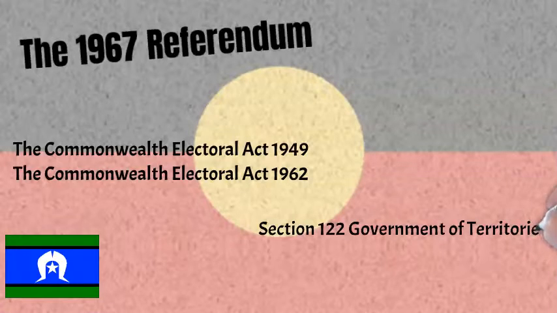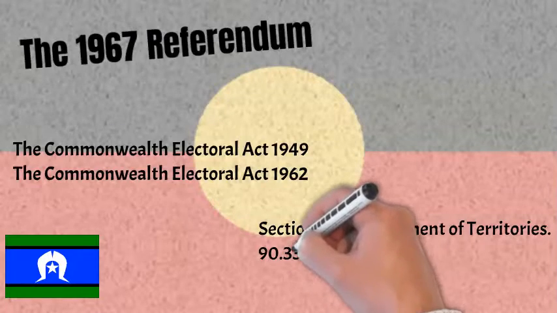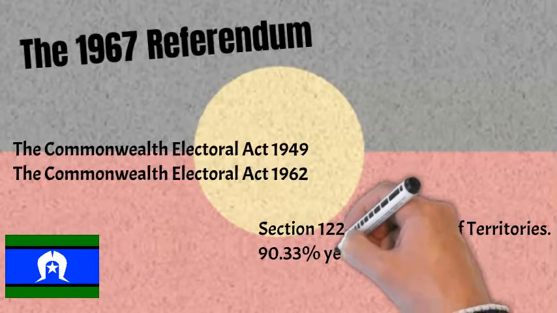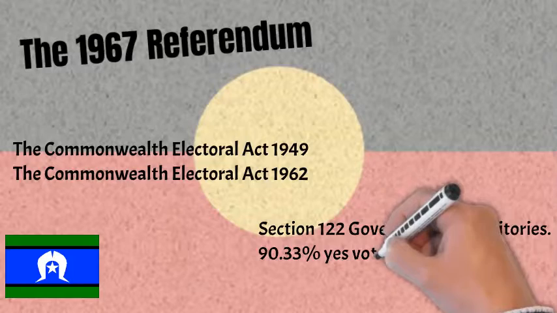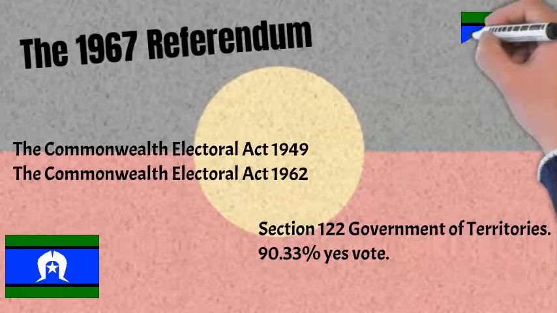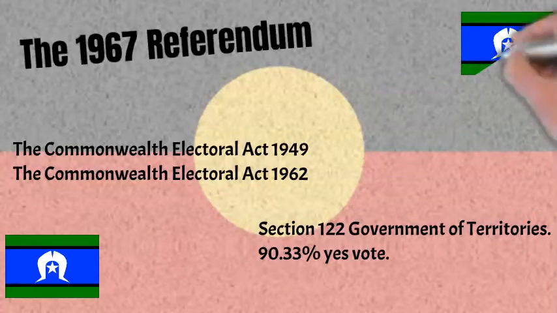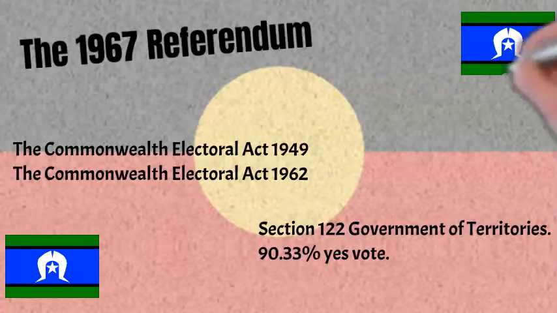The '67 referendum was still a historical day in Australian history and a great step forward. However, when it comes to reconciliation with Aboriginal and Torres Strait Islander Australians, we as a country still have plenty of work ahead of us. This vote was the most supported in Australian referendum history, with a 90.33% yes vote.